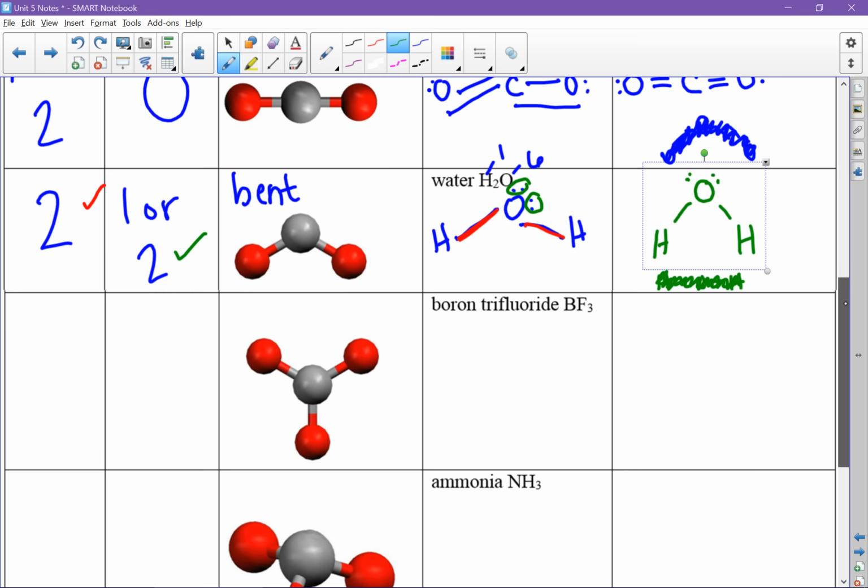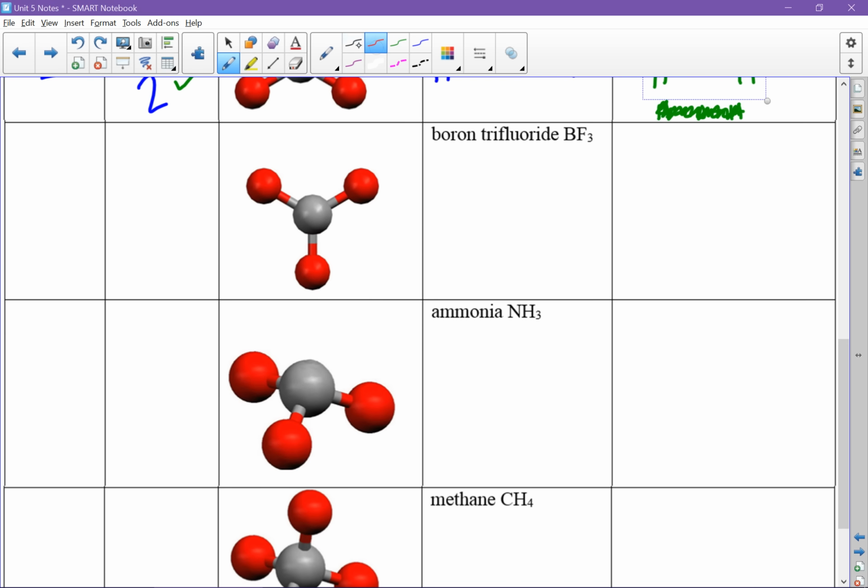Now we've got a couple of other options. Now we're going to start to add some more things. If you have 3 bonds but no pairs of electrons, so no dots around it, then this molecule is called trigonal. The tri means 3, and trigonal planar. Planar means flat. So if you held this molecule in your hand, it would lay flat. It wouldn't stand up or anything.